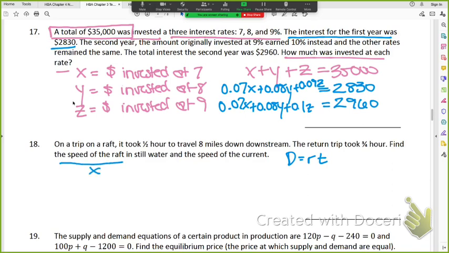Okay, so speed of the raft is x. Speed of the current is what? Y. So how do I set up one equation? Let's just talk about going downstream. Half an hour to travel 8 miles downstream. What do I know out of my distance equals rate times time?